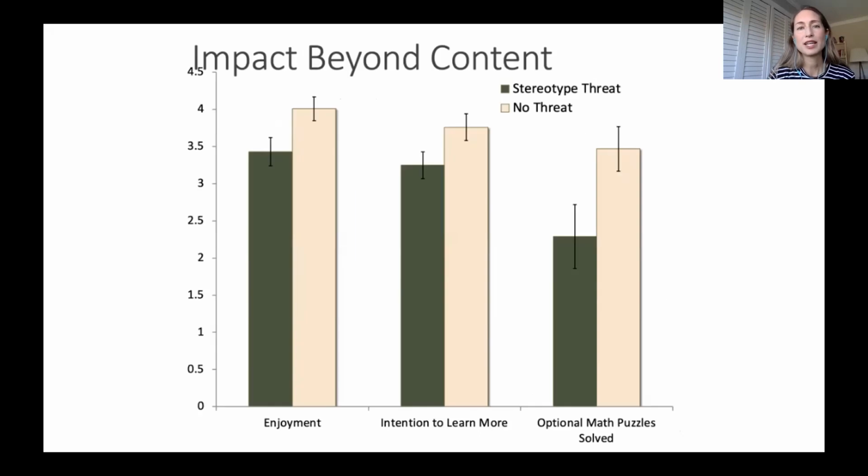And then also there was an impact beyond content. We see that those under stereotype threat were more likely to show less enjoyment, less intention to learn more. And when we gave them optional math problems just to solve in their free time after the study, they solved fewer of those problems. So this suggests that there were broader, not just learning effects, but also potentially motivational effects, which could affect long-term trajectories of staying in STEM fields, these kinds of more sociological changes that might be really impactful and important.